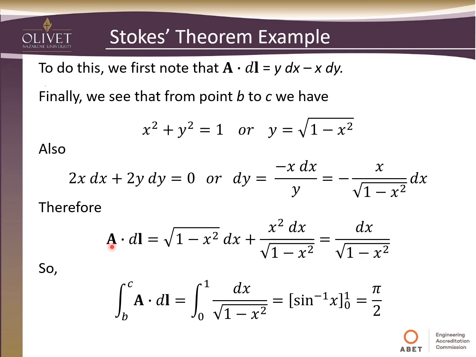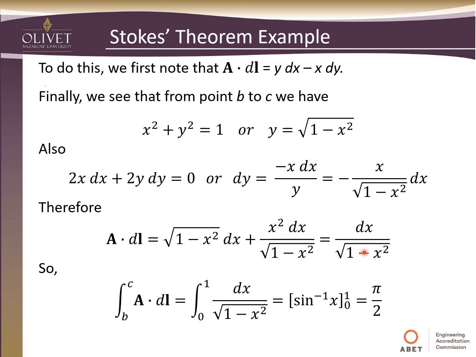So now if we go back and look at A dot dl, we can substitute back into this equation, and we get square root of 1 minus x squared dx plus x squared over the square root of 1 minus x squared dx. When we do that, we can get a common denominator, so we multiply the first term by the square root of 1 minus x squared over the square root of 1 minus x squared. Our base is the same, and this becomes 1 minus x squared, so the x squareds drop out, and we're left with dx over the square root of 1 minus x squared.